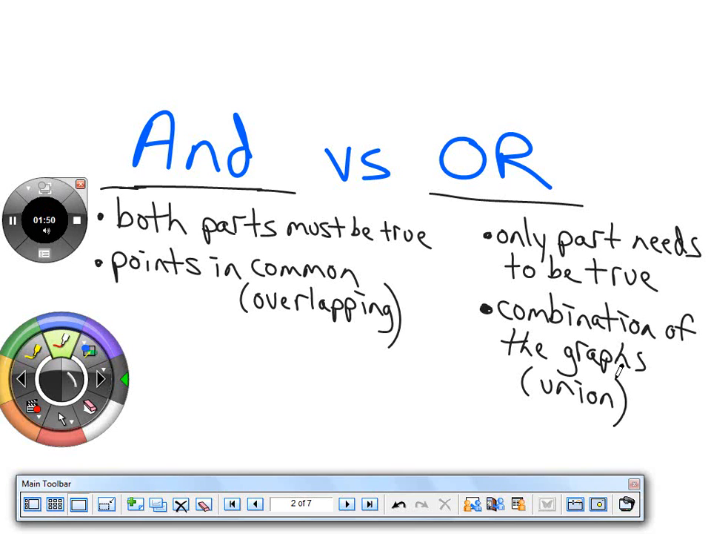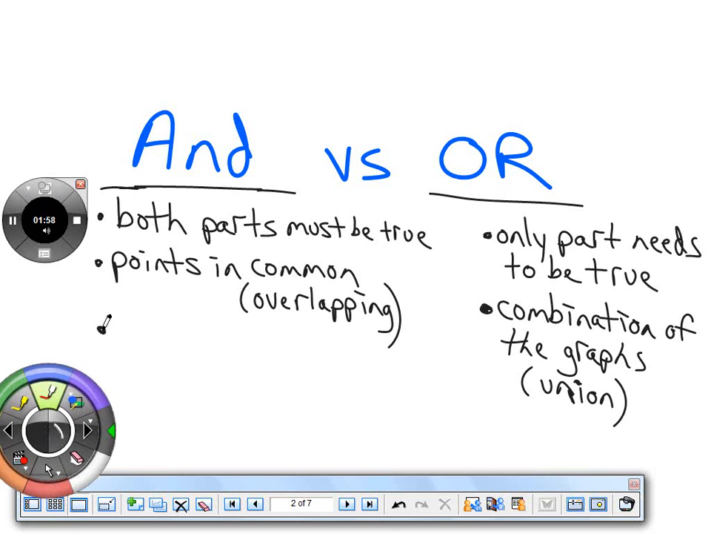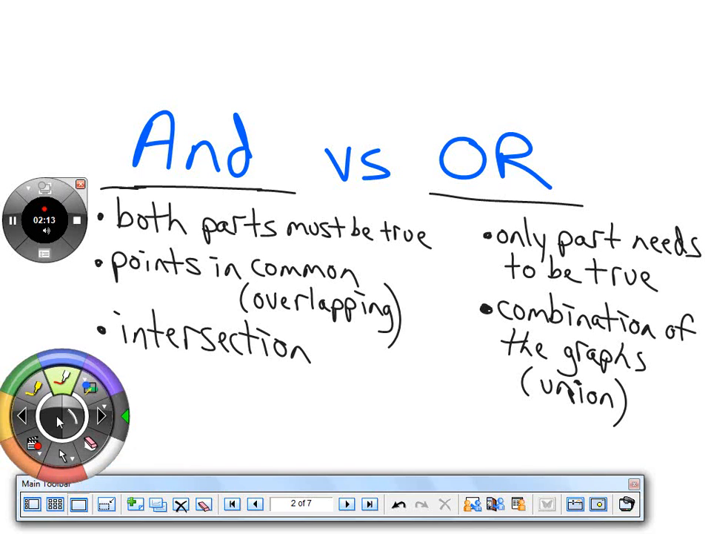It's putting two things together, just like in marriage. Put two people together, whatever that is, that's your union. With an and, it's not called a union, it's actually called an intersection. So whatever points are in common, just like when two corners meet, they call it an intersection. They share a little bit of the road, a little bit of the street. So same thing with an and. They share some points, and whatever those points are that they share, that's actually the solution.